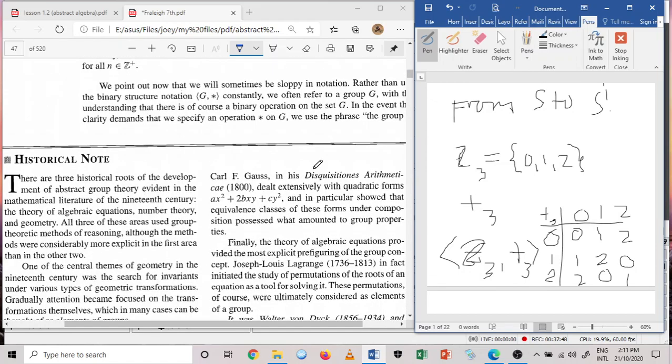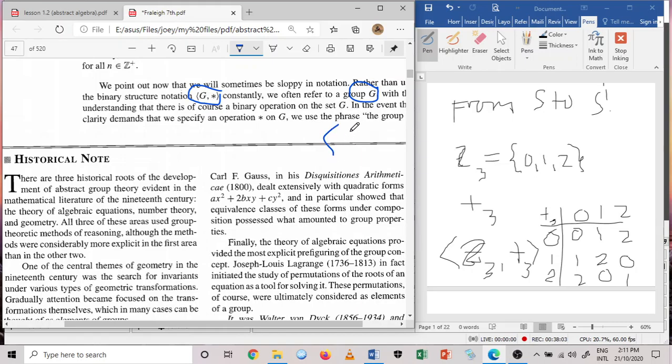Now, sometimes we shall just write the group G with the binary operation asterisk as simply G. A group G. So, we do not write this symbol anymore. Sometimes it is already understood that there exists a binary operation in G when we say that G is a group. So when we say a group G, we do not say there is a binary operation there anymore. It's already understood.